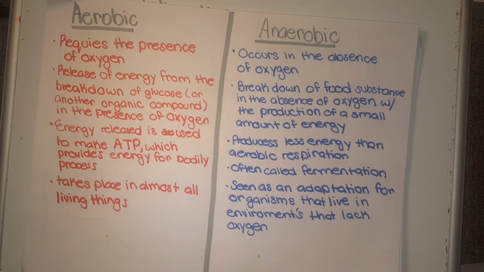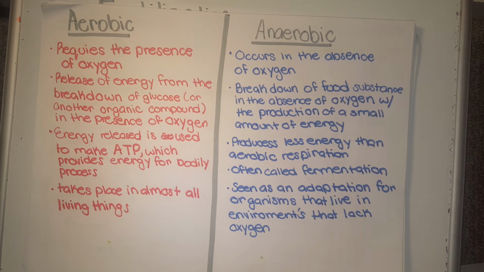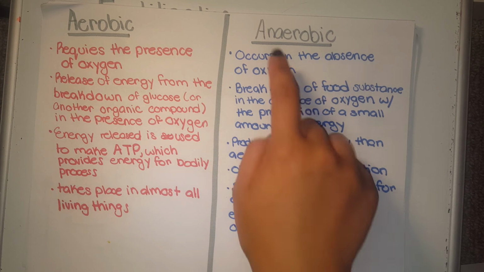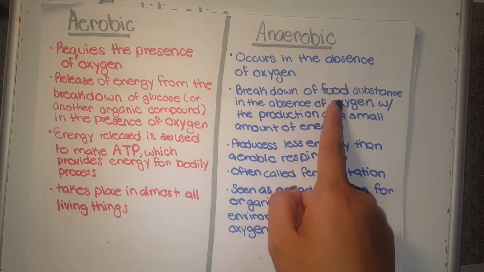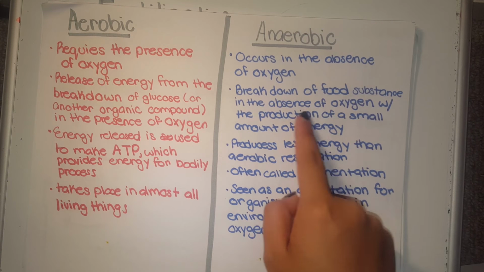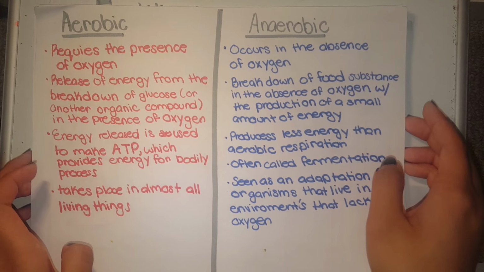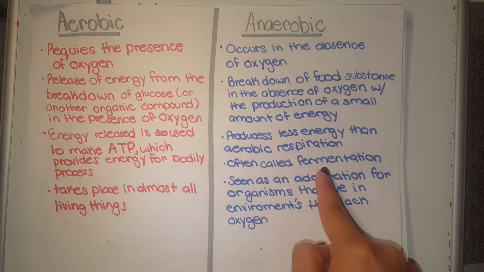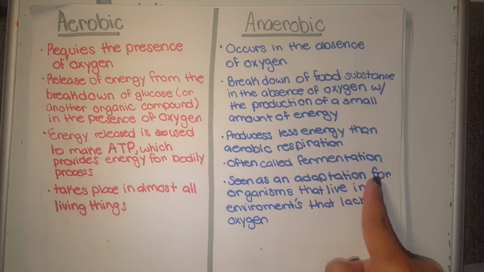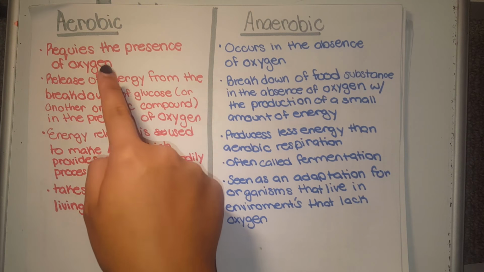Now, what are the differences between aerobic respiration and anaerobic respiration? Anaerobic respiration occurs in the absence of oxygen. It breaks down food substances in the absence of oxygen with the production of a small amount of energy. It produces less energy than aerobic respiration, is often called fermentation, and is seen as an adaptation for organisms that live in an environment that lacks oxygen.